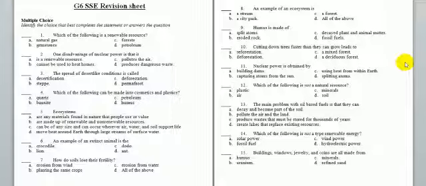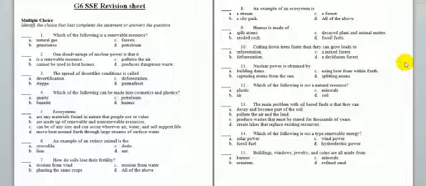Number 3. The spread of desert-like conditions is called... When this condition of no trees and poor soil is everywhere, it's very easy. Desert-like is desertification. So number 3 is A.